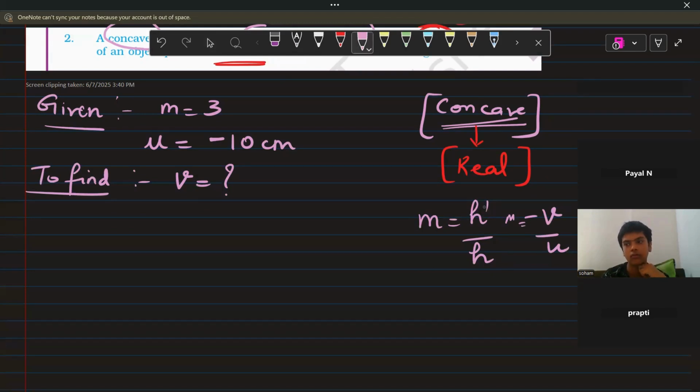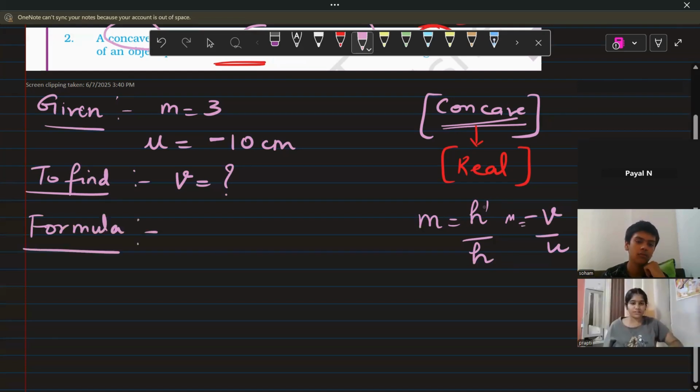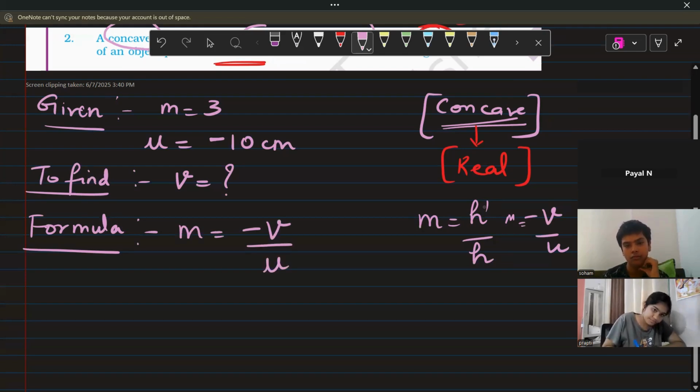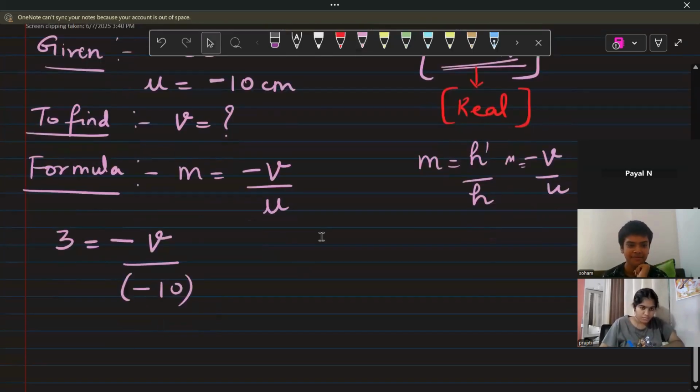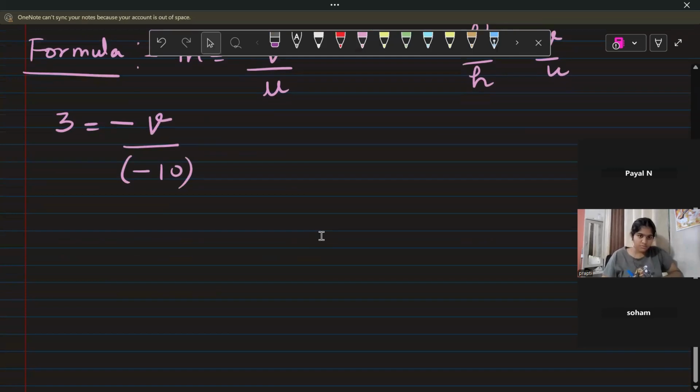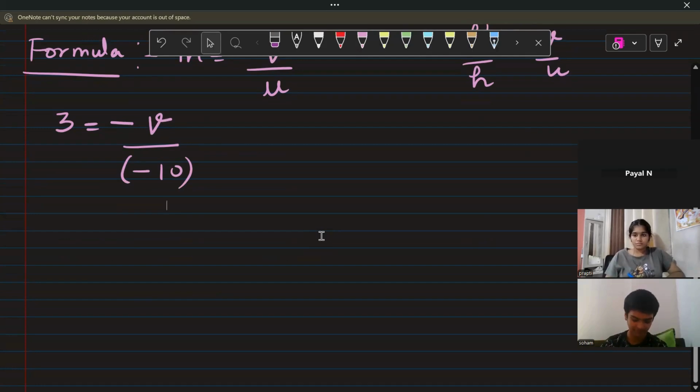Minus 10. Okay. So I'll write down here. What is the formula? The formula will be M is equal to minus v upon u. So the m value is what? 3. Now listen, this minus sign as it is. v, I don't know, I will write it as it is. u, I know. What is that? Minus 10. You understood what I've done?